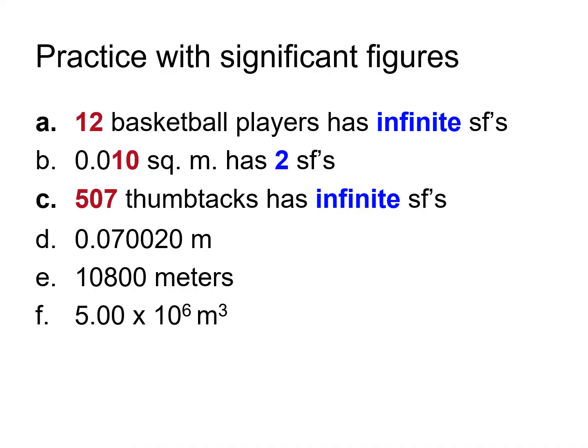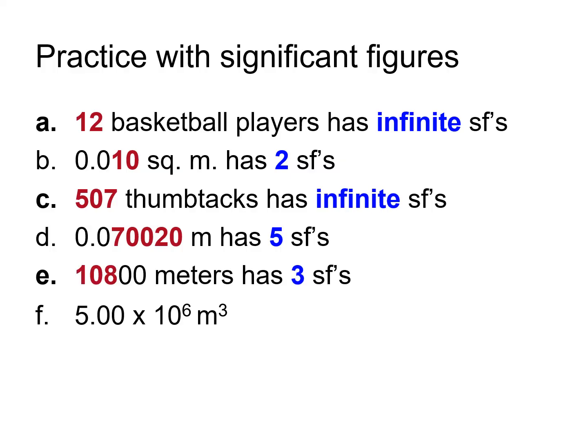How about D? 0.070020. The 2 zeros in front do not count, but the rest of them do. So this has 5 significant figures. 10,800 meters. The embedded 0 counts, but the trailing zeros do not because there is no decimal. So the 108 are significant.